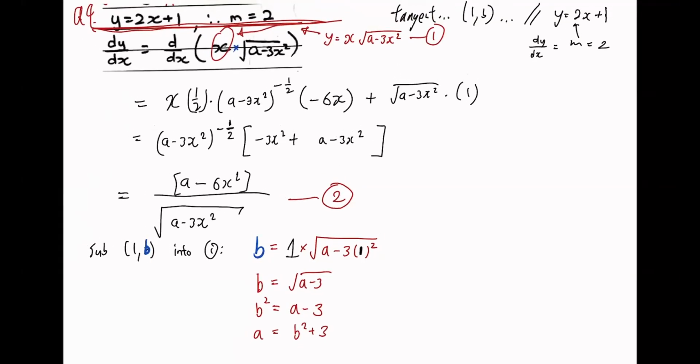What's the next piece of information we haven't used yet? What other information have we not used yet? We have not used... This part used already. Mm-hmm. What else is not used?